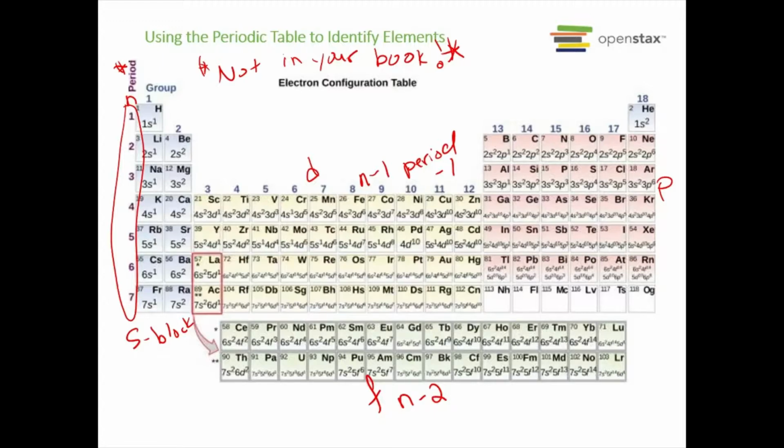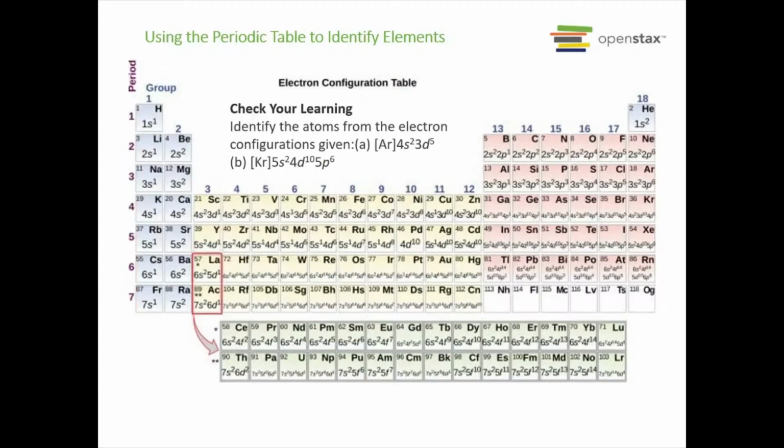Now, let's say we have some examples. We want to figure out the atoms from the electron configurations we're given. We start with argon, we go to 4s2, 3d5. So this 3d5, this is where we're ending. So this tells me D block, and it's the 5th element. So I go to D block, that starts here at scandium.